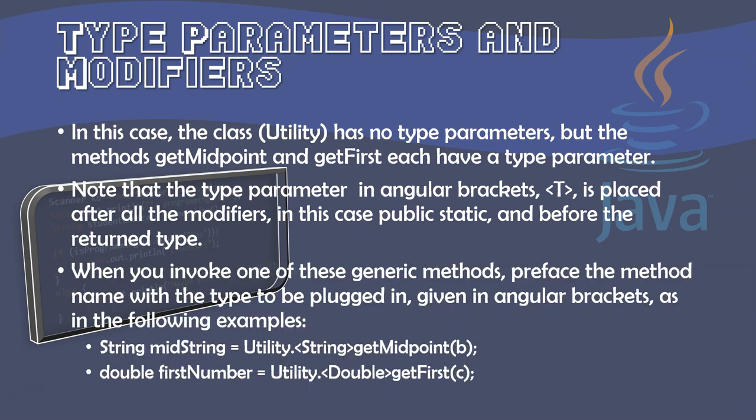So when you invoke one of these generic methods, make sure you preface the method name with the type to be plugged in, given in angle brackets, such as the following examples. String midString equals Utility.<String>getMidpoint(b). Double firstNumber equals Utility.<Double>getFirst(c). And again, if you look at this, this is our type here, String. This is our type right here, Double.